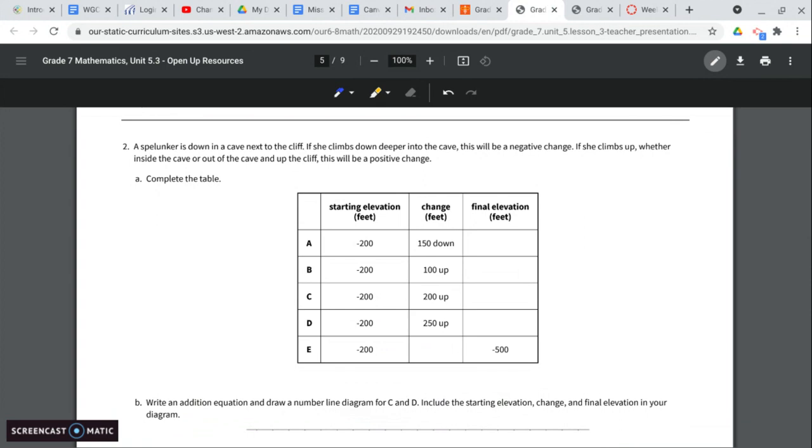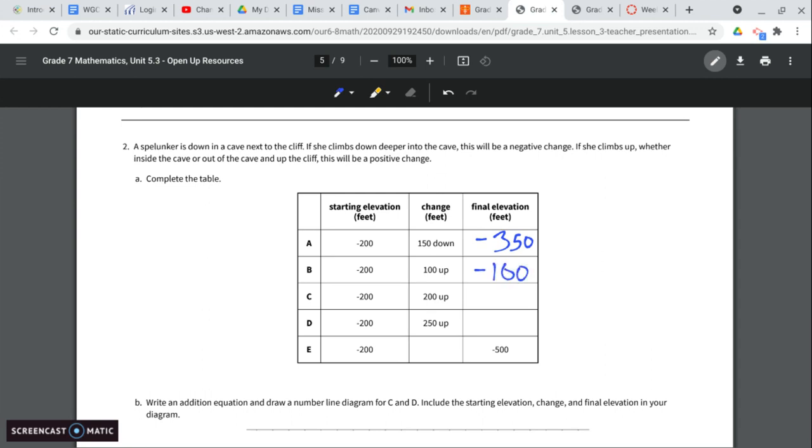All right, a spelunker is down in a cave next to the cliff. If she climbs down deeper into the cave, this will be a negative change. If she climbs up, whether inside the cave or out of the cave and up the cliff, this will be a positive change. Complete the table. So we're at negative 200. She went down another 150, so she's going to be at negative 350. At negative 200, she went up 100, so that'd be at a negative 100.